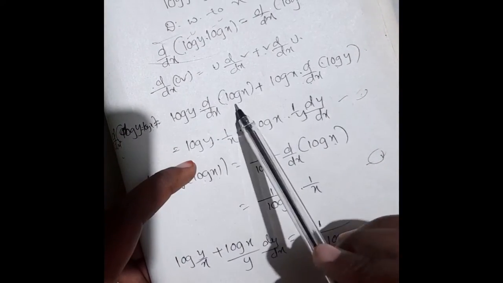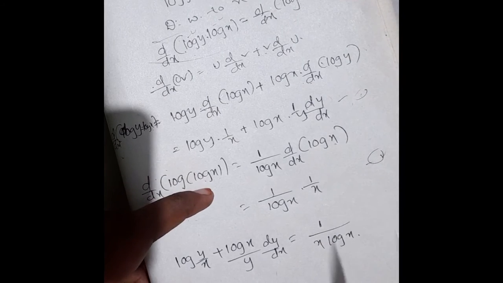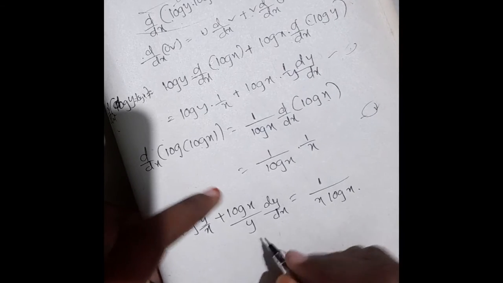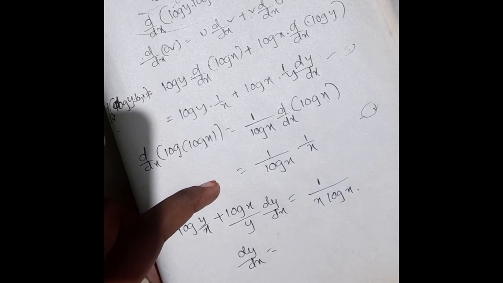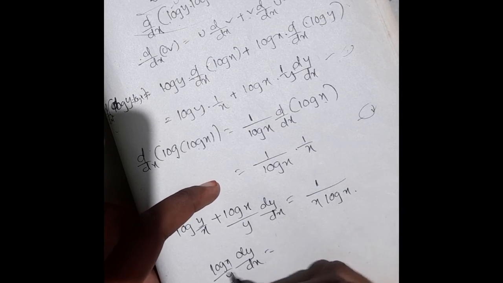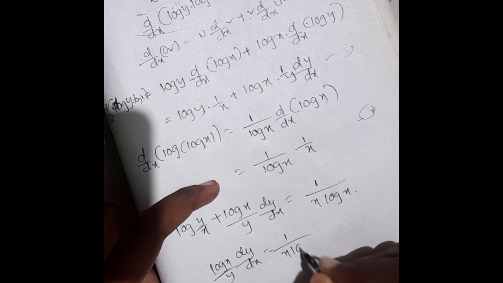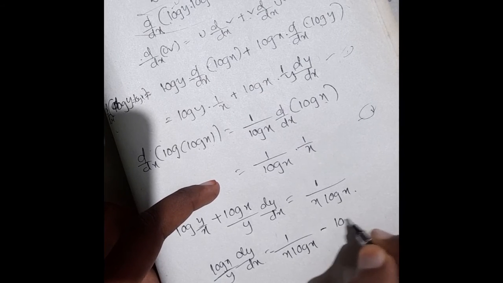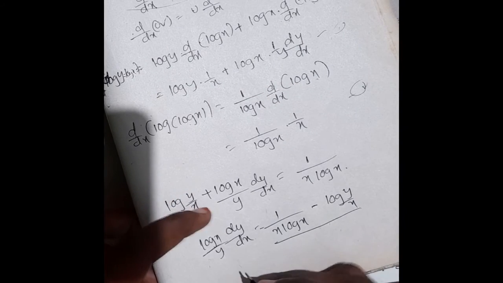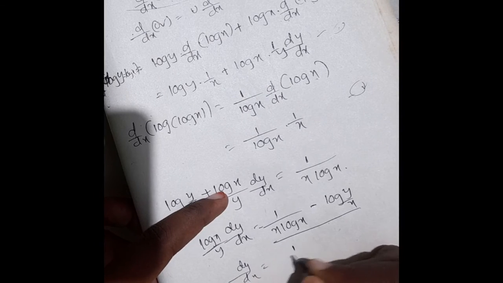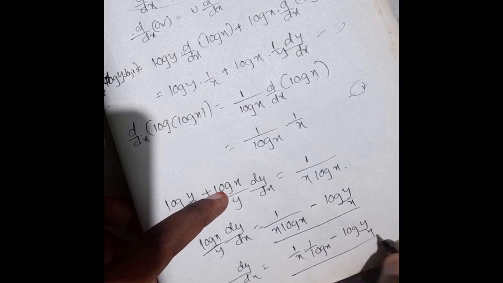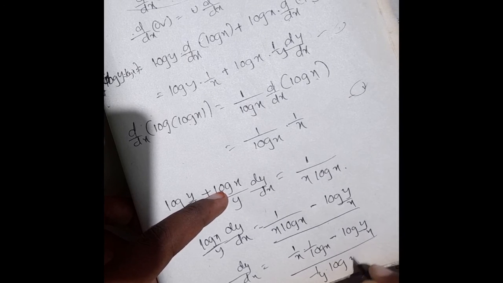Log y log x plus log x dy by dx. Right, now here log x. Fine. Now log x into dy by dx equals 1 by x log x minus log y by x, and this is okay. dy by dx equals 1 by x, 1 by log x minus log y by x, by 1 by y into log x.